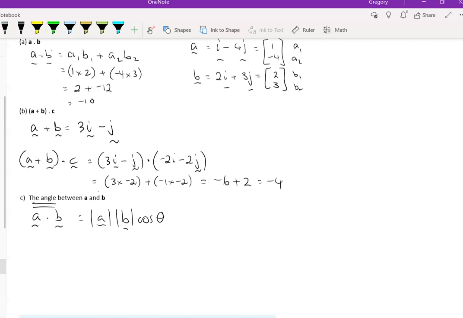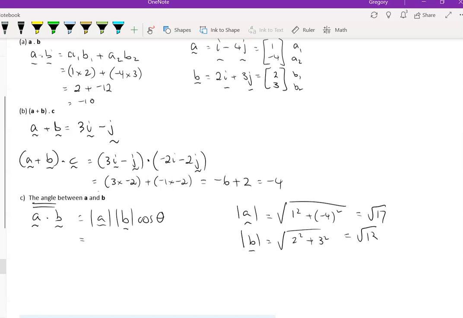Okay, so we're going to find the magnitude of A. I've got A just at the top of the screen, so I can still see that. The magnitude of A is going to be the square root of 1 squared plus negative 4 squared. 1 squared is 1, 4 squared is 16, so that's going to be square root 17. Magnitude, very ugly. Magnitude B is going to be 2 squared plus 3 squared. 4 plus 9 is 13, so we've got square root 13.